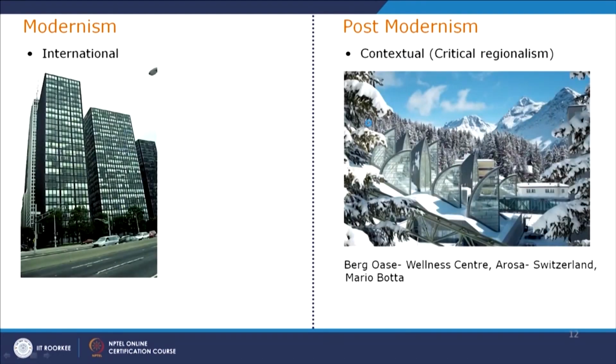Now another example: the Lakeshore Drive apartment by Van der Rohe, which was just a glass box on the shore of a lake, versus this building by Mario Botta, which is a wellness center in Switzerland. These are the skylights, which are only visible from the building.